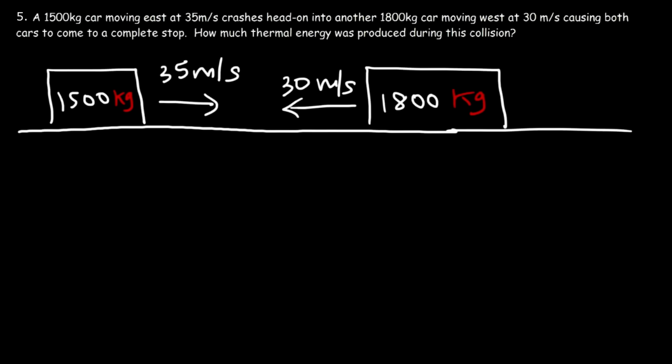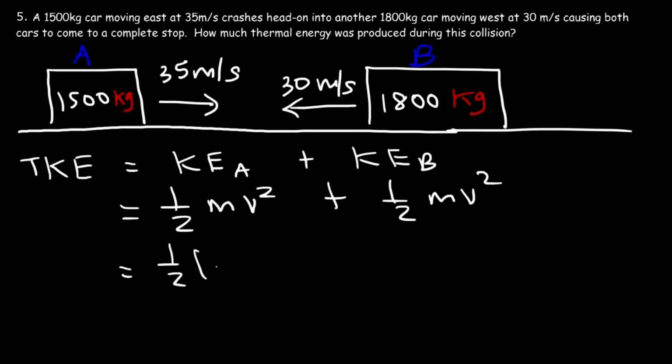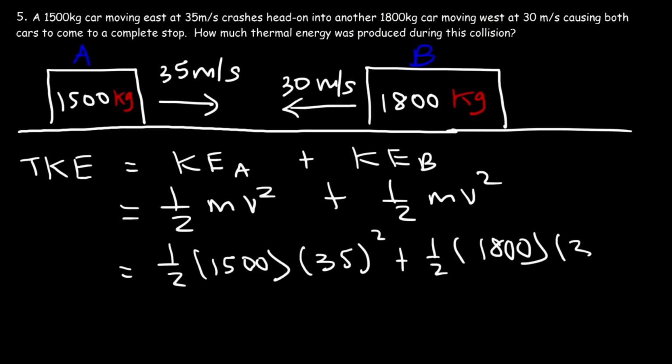So all of the kinetic energies of these two objects that they once had, all of that was converted to thermal energy. So to calculate the total thermal energy produced, we need to calculate the total kinetic energy, which is the kinetic energy of the first object, I'm going to call it object A, plus the kinetic energy of the second object, object B. So this is going to be 1/2 mv squared plus 1/2 mv squared. The mass of the first object is 1500, and it has a speed of 35 meters per second. The mass of the second object is 1800, and it has a speed of 30 meters per second.